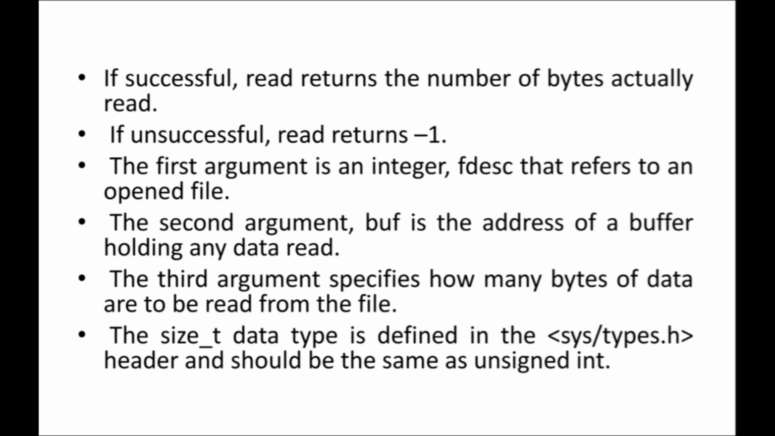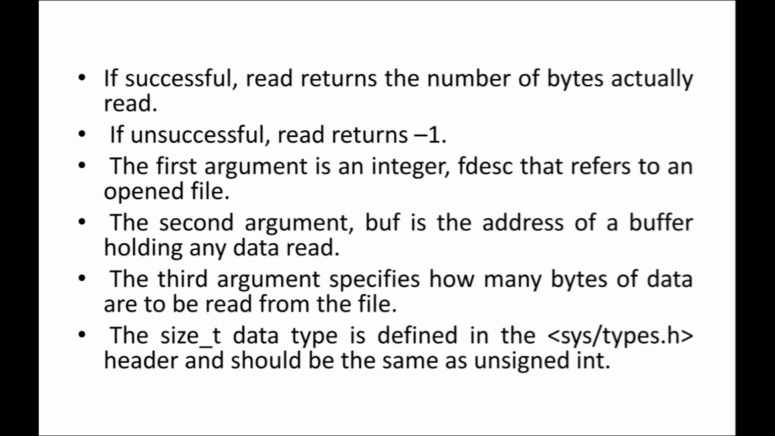The second argument, buffer, is the address of a buffer holding any data read, right? If you want to read from the file, the contents of the file are in the buffer. You know that you should read the contents, right? So buffer is the address of a buffer holding any data read. You can read from that buffer once you know the file descriptor.